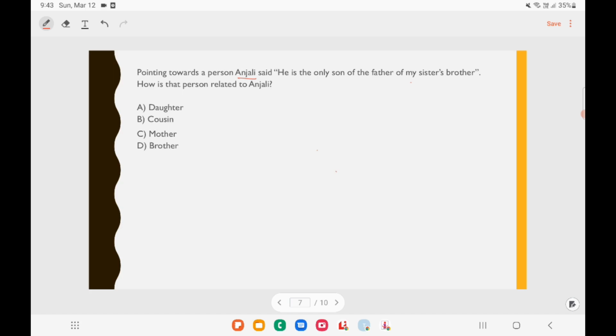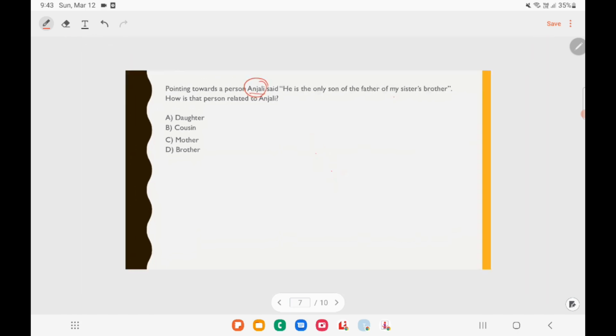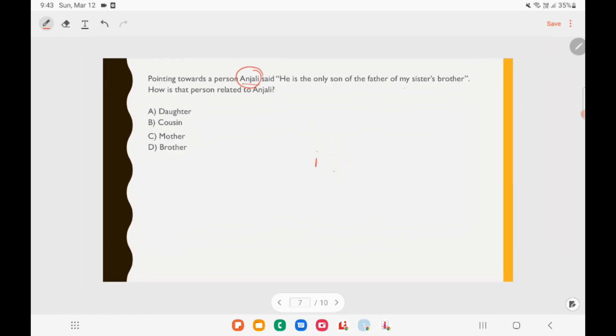So I will give you some tips to answer these kinds of questions. One way is to first start from the end. So here Anjali is saying something, so I am drawing Anjali here, so Anjali will be there in the family tree. So just start from the end. It says my sister's brother, where my means Anjali, so Anjali's sister's brother means it is Anjali's brother himself, right?